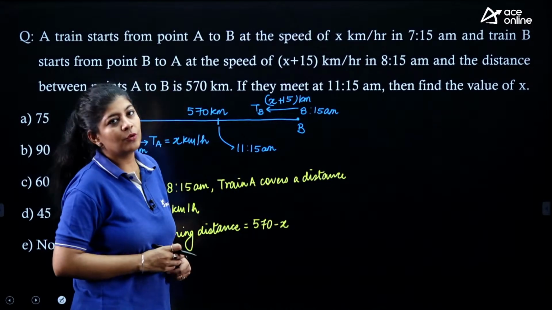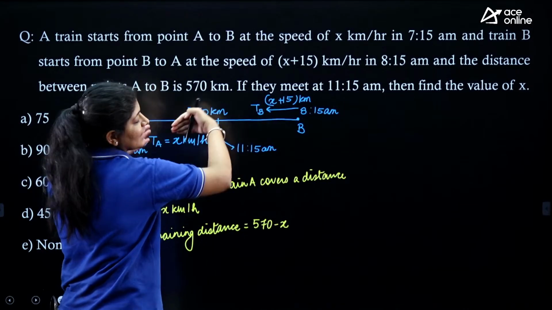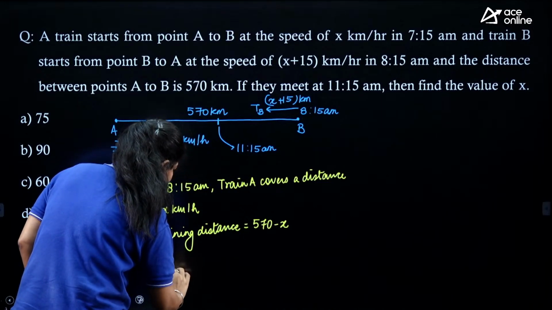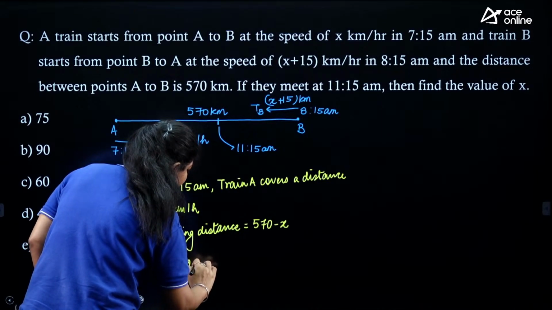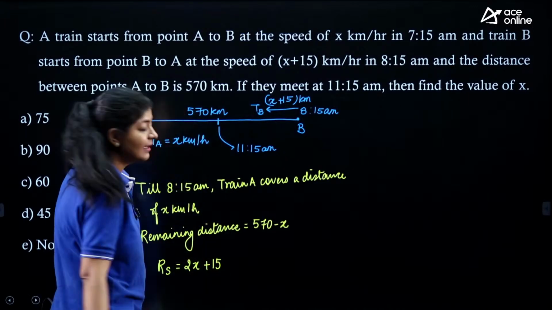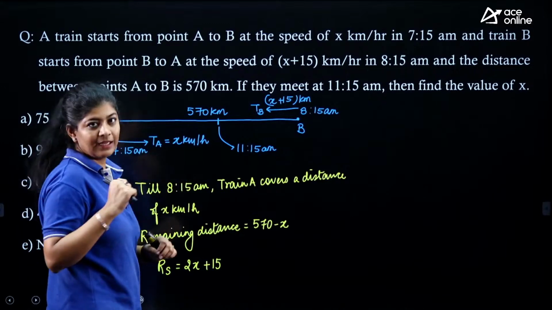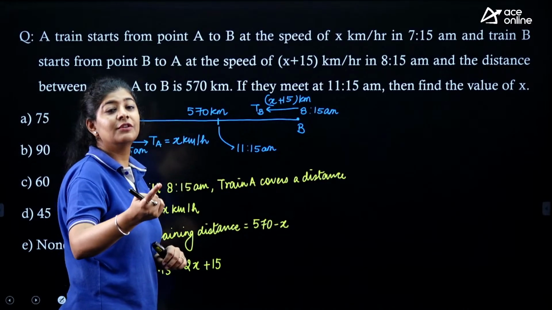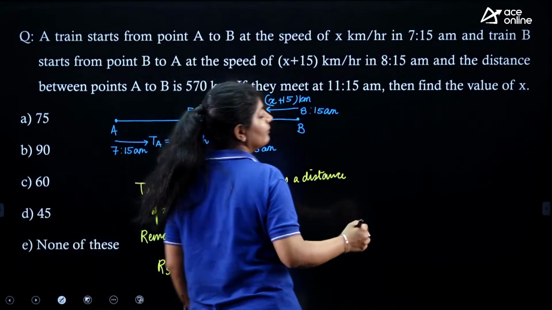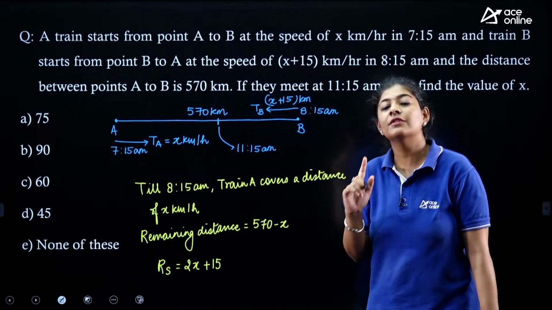Now we need to use the concept of relative speed, as both of the trains are moving from the opposite direction. So the relative speed that we got over here is 2x plus 15. This is the relative speed. Now from 8:15 am, they are meeting after 3 hours, as they are meeting at 11:15 am. So the difference in time is 3 hours.